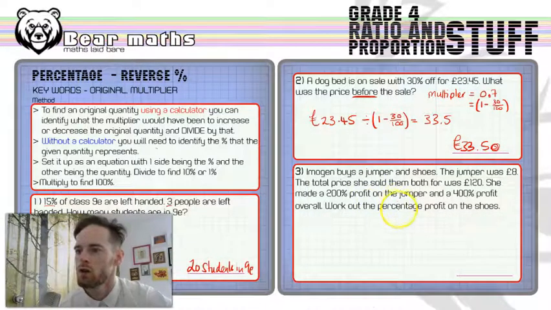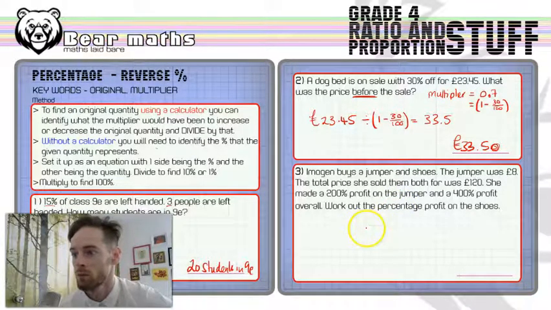Imogen buys a jumper and shoes. The jumper was £8. The total price she sold them both for was £120. She made 200% profit on the jumper and a 400% profit overall. Work out the percentage profit on the shoes.